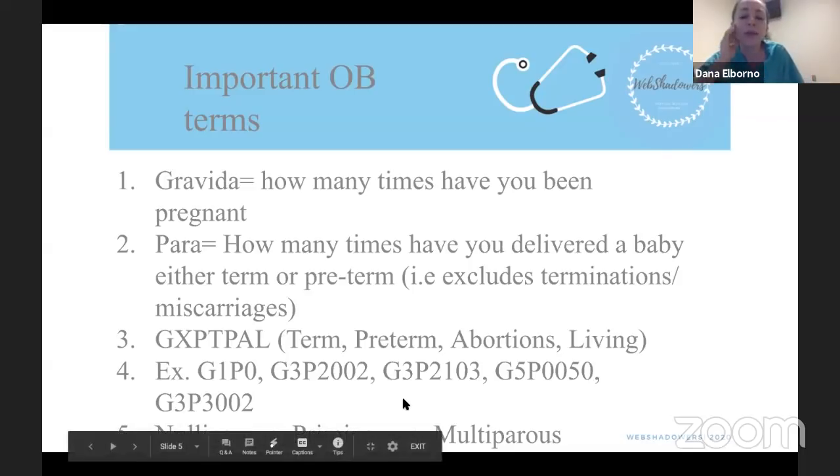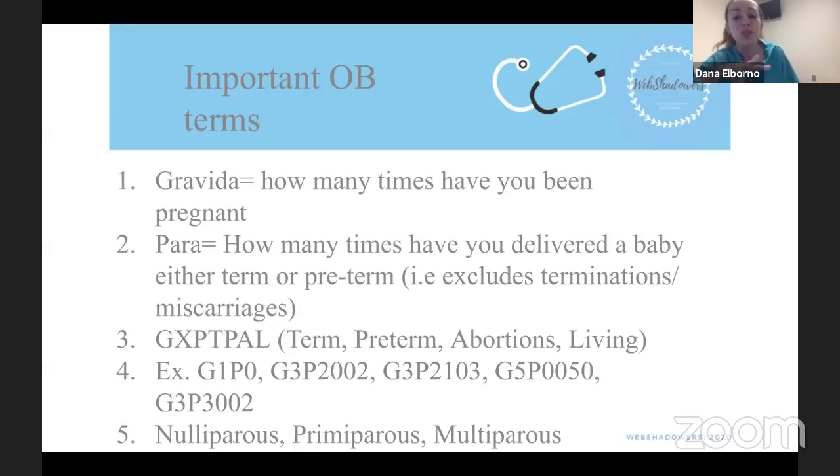Looking at this next one, a G3P2103, that's a patient who's been pregnant three times, delivered two term babies, one preterm baby, meaning less than 37 weeks. She's had no miscarriages or abortions, and she has three living kiddos. This next patient, a G5P0050, is a patient who's been pregnant five times, but she's had five miscarriages or terminations, and she has no living kids. And then this next one, a G3P3002, is a bit of a tricky one because she's been pregnant three times, she's had three deliveries, but only two living kids, meaning she had one either neonatal or pediatric demise.